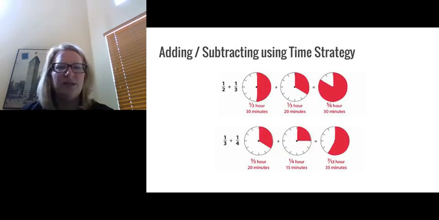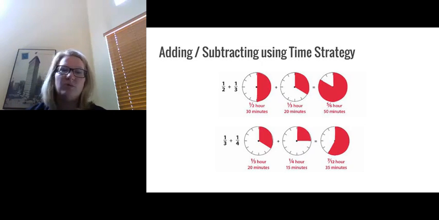Adding and subtracting using time is very similar to money. First of all, if we have 1/2 plus 1/3, we're going to think in terms of minutes. So 1/2 of an hour is 30 minutes. 1/3 of an hour is 20 minutes. 20 minutes plus 30 minutes equals 50 minutes. Or it would be 50/60ths, and that would be 5/6 of an hour.